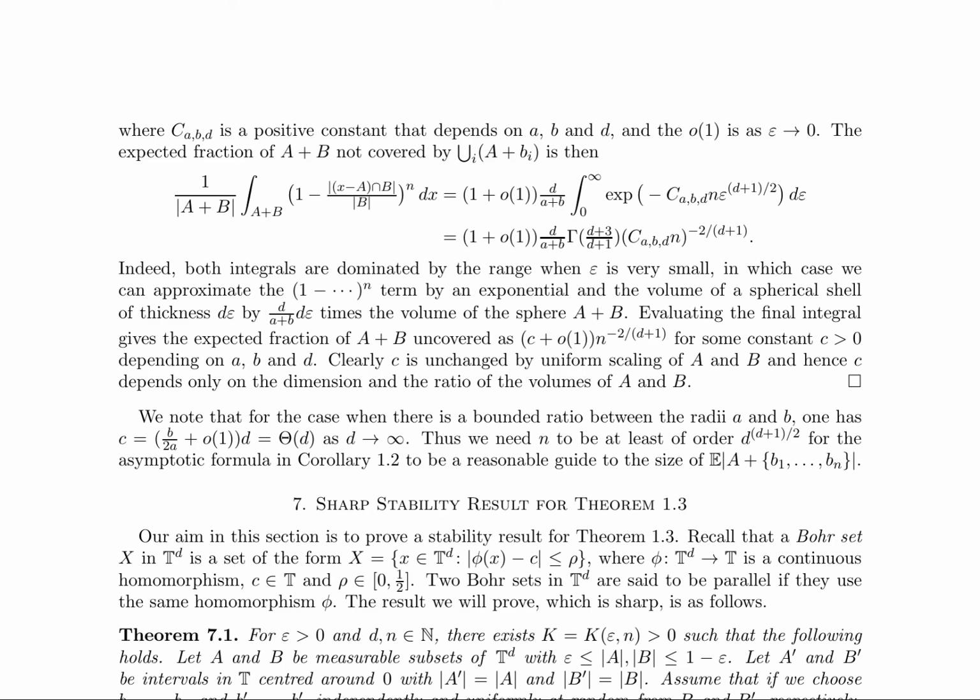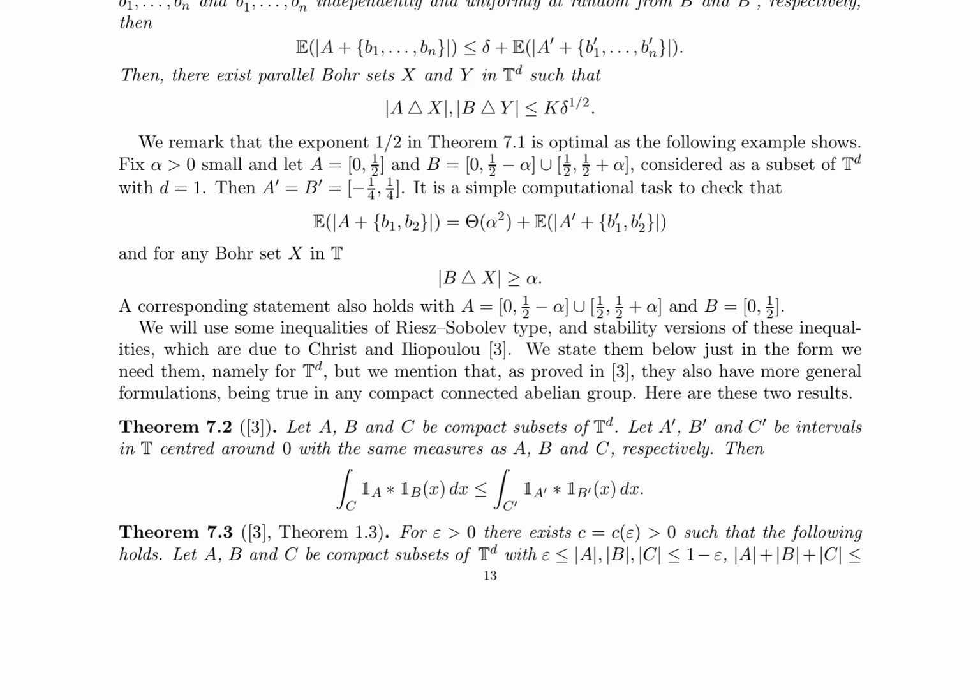The section also discusses the sharp stability result for theorem 1.3, which involves proving a stability result for Bohr sets in T^D. The theorem states that for epsilon greater than 0, D, n an element of N, there exists K such that if A and B are measurable subsets with epsilon less than or equal to A, B, less than or equal to 1 minus epsilon, and A and B are intervals centered around 0 with the same measures, then there exist parallel Bohr sets X and Y such that A symmetric difference X, B symmetric difference Y, is less than or equal to K delta to the power 1/2.